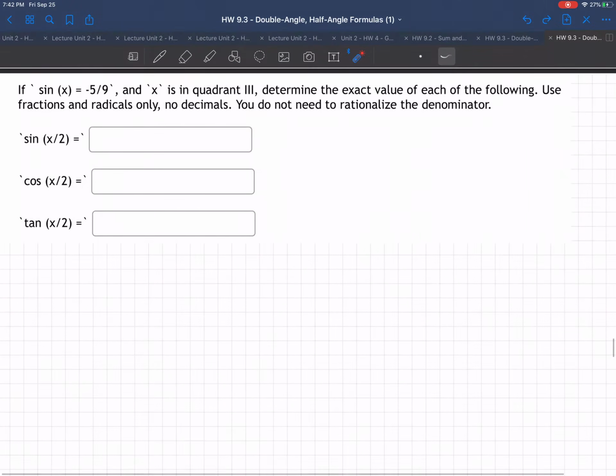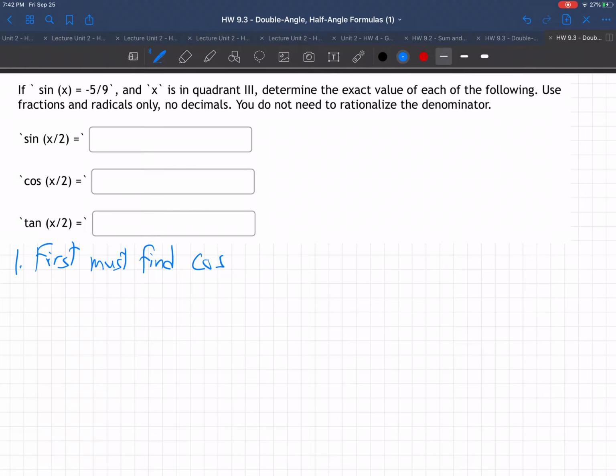So, step 1, first we must find cosine of regular x. So how are we going to find cosine of regular x? Draw your triangle in the quadrant they told us, quadrant 3.